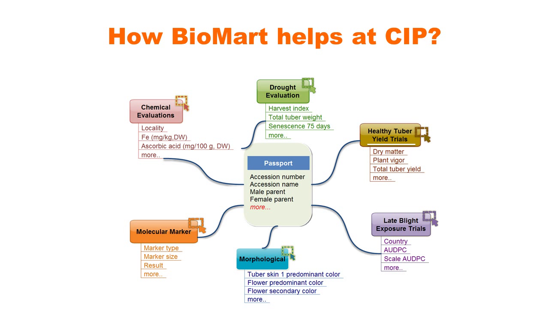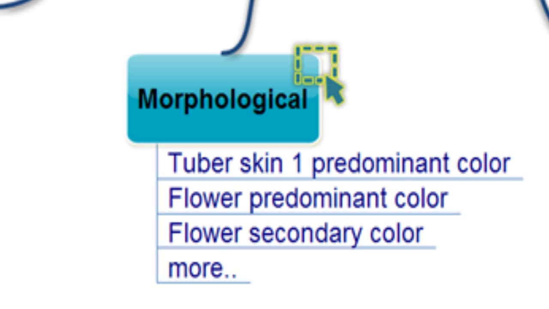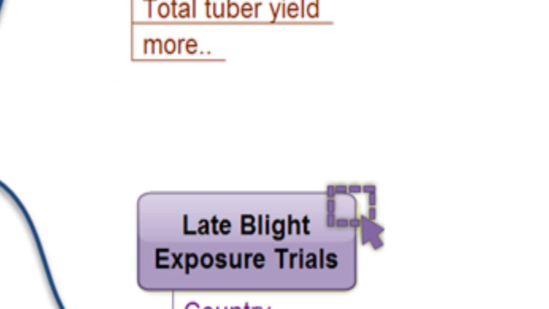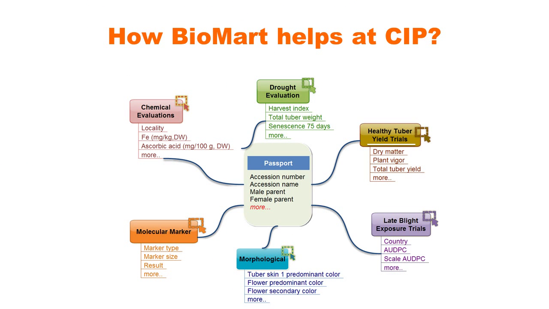To give you an example, we have different types of information like molecular marker, morphological, late blight exposure trials, healthy tuber yield trials, etc., and we can join them. In that way we are working to have information about other experiments like dormancy, physiology, reproductive biology, etc.